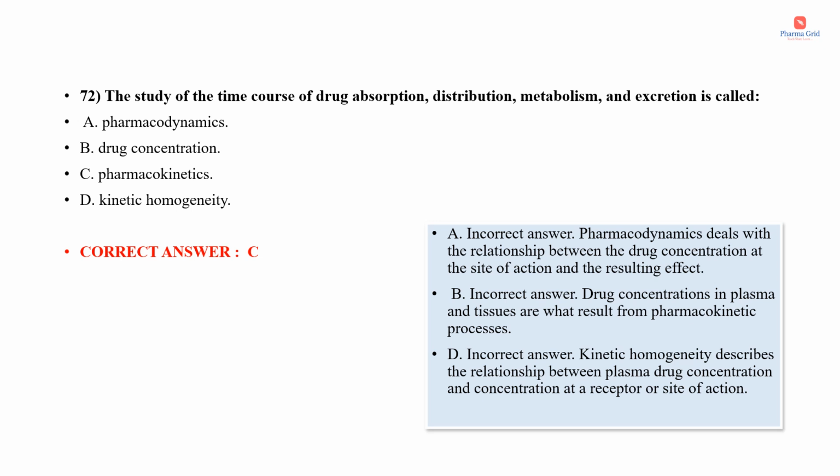And option A is wrong because pharmacodynamics deals with the relationship between the drug concentration at the site of action and the resulting effect. And option B is wrong because drug concentrations in plasma and tissues are what result from pharmacokinetic processes. And option D means kinetic homogeneity. It describes the relationship between plasma drug concentration and concentration at a receptor or site of action.